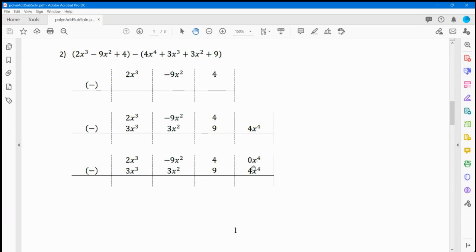I wrote 0x to the 4. You could just write 0 if you want, that's fine. I mean, 0 alone might be more mathematically precise. Actually, I think it is, but if you wrote 0x to the 4th, that's fine.